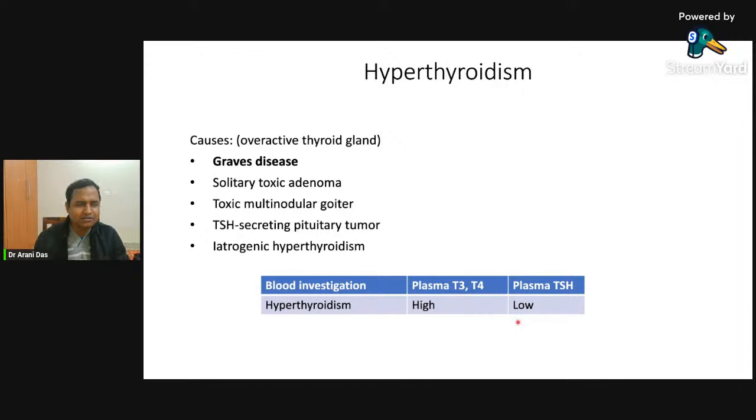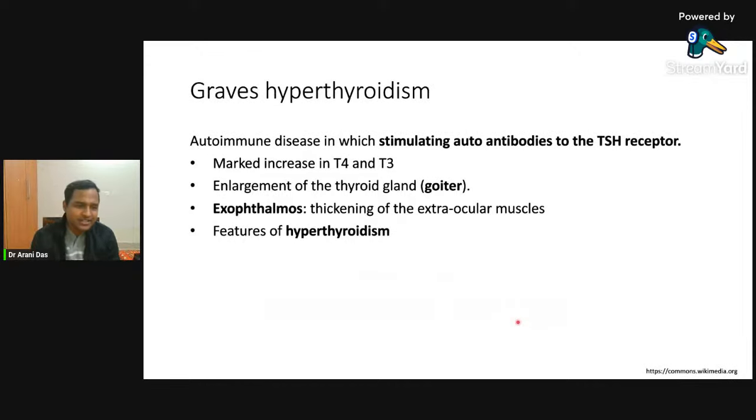Now, what is Graves' disease? Some details about Graves' disease. Graves' disease is an autoimmune disease where autoantibodies of the stimulatory type are produced. In the previous slide, we identified Hashimoto thyroiditis, where again autoantibodies are there, but they destroy the thyroid cells, so there will be hypothyroid features. But here, the autoantibodies stimulate the TSH receptor, so more and more thyroid hormones are produced. That produces hyperthyroidism. There is a marked increase in T3 and T4, and enlargement of the thyroid gland, goiter.